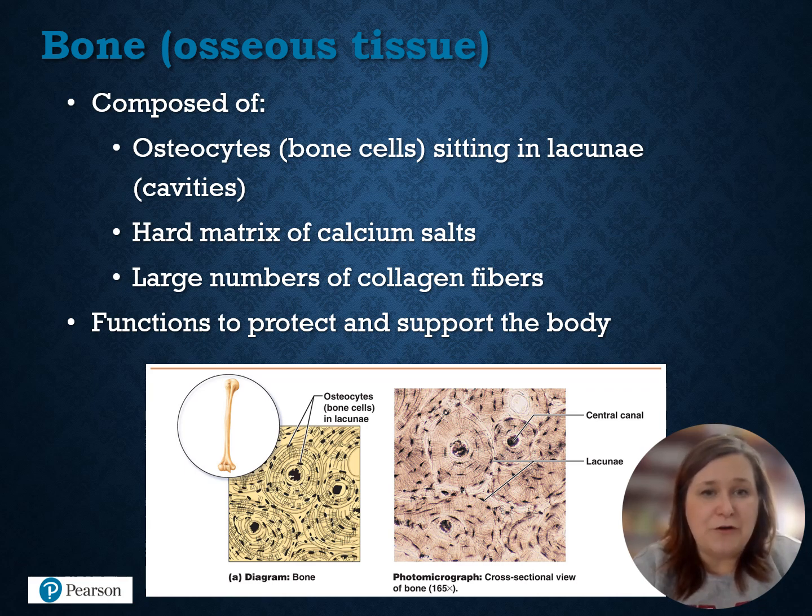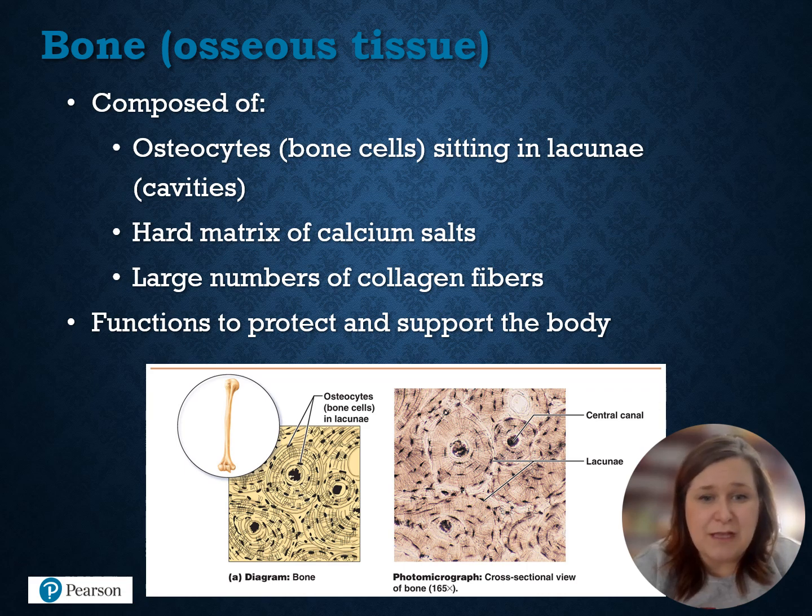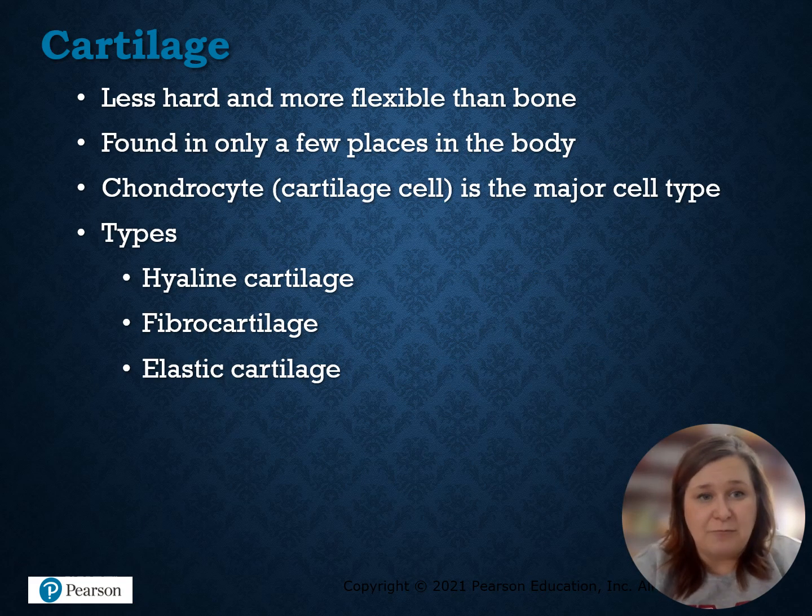So we've all heard of bones before. This is also referred to as osseous tissue. This is going to be composed of osteocytes, or bone cells, sitting in lacunae cavities. Lacunae just means a little cave. So there are these little holes that you can see around, and their purpose is to hold these little osteocytes. The bone is going to be made up of a hard matrix of calcium, and it's going to have a large number of collagen fibers. The purpose of bone is to protect and support the body, and we will obviously be talking way more about this when we get into the skeletal system, but I'm just giving you the overview for now.